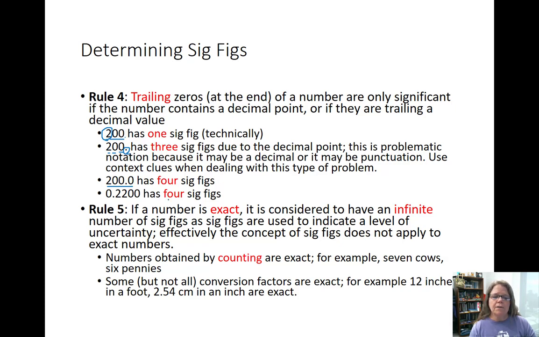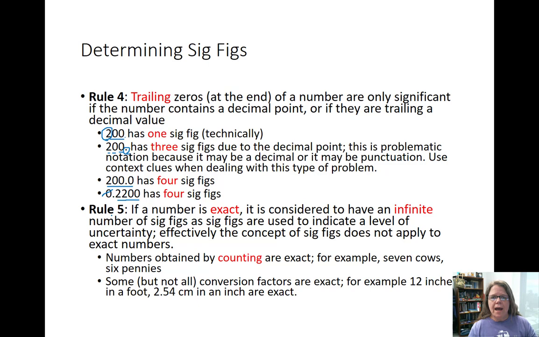Similarly, this one has 4 significant figures, but this is a leading 0, so it's not significant. It's these 4 that are significant, and I'm communicating that I know it all the way down to this 10,000th place.